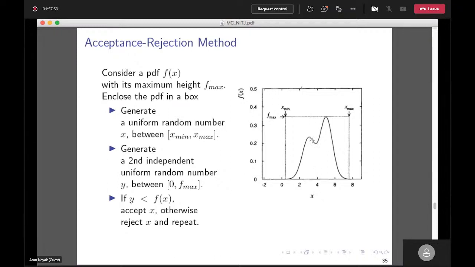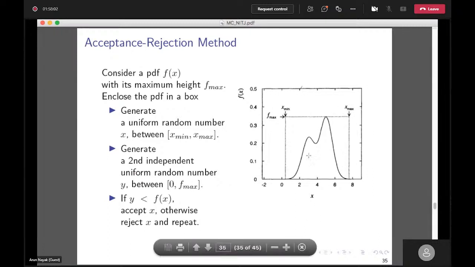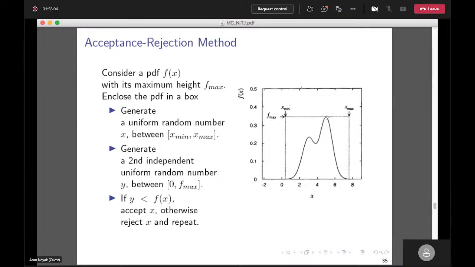So this is called acceptance rejection. You are basically generating 2D random numbers, filling this box, and keeping only x when y falls below this curve. So that is called the acceptance rejection method. It's the simplest way, and you will always get your desired PDF.